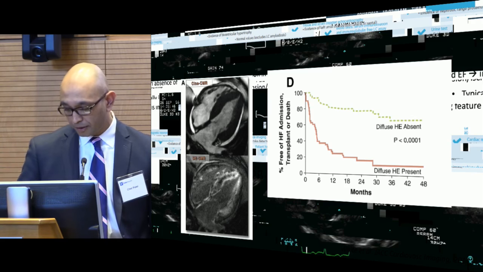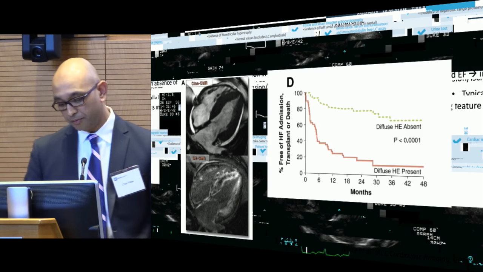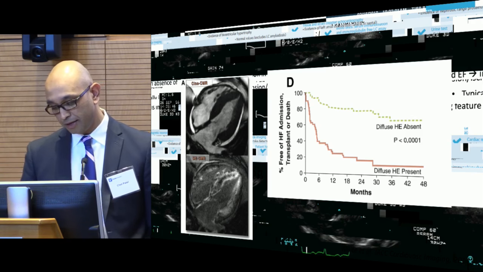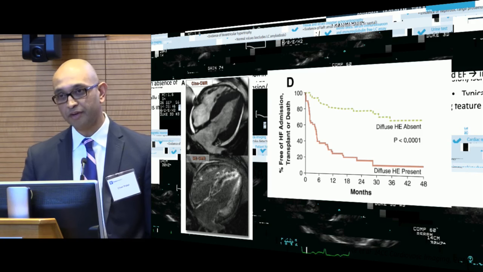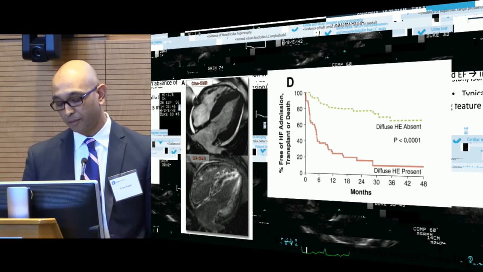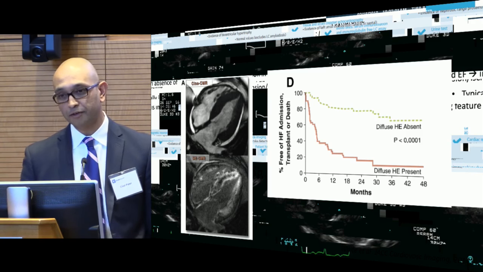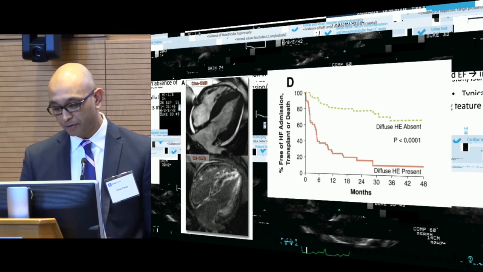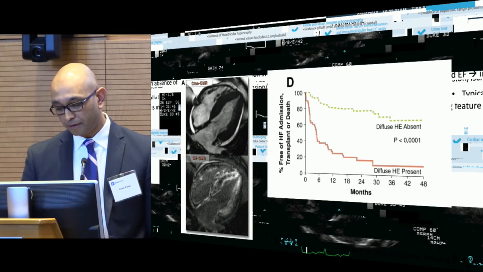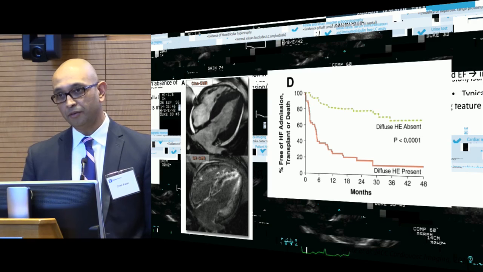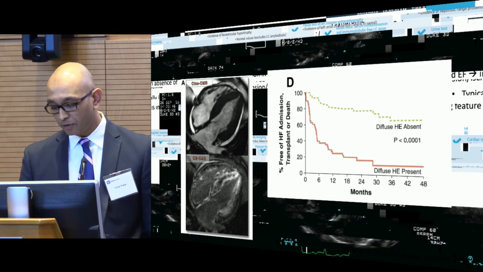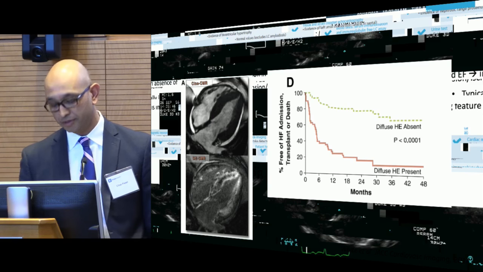Our group here with Ray Kim's leadership has shown that the degree of scar or hyper-enhancement by cardiac MR actually has prognostic value depending on the degree of hyper-enhancement. And later on, I think we'll hear about how one can actually distinguish between AL and TTR amyloid using cardiac MR technology.